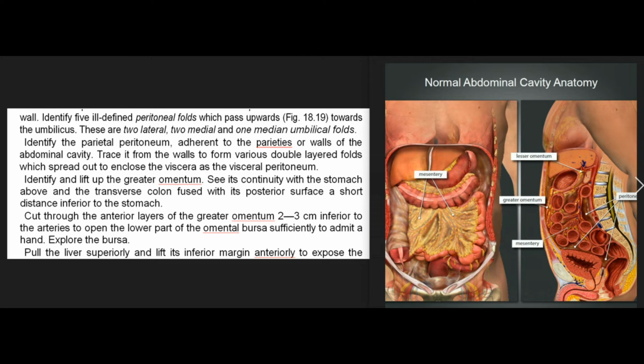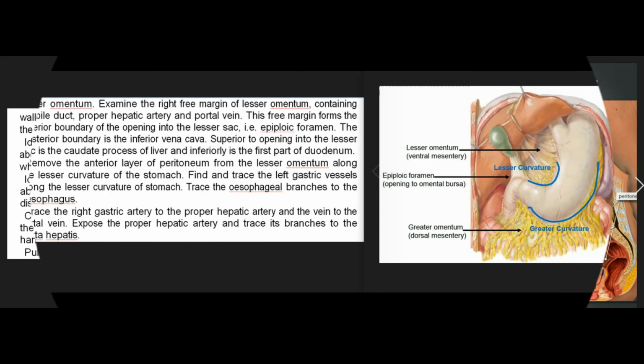See its continuity with the stomach above and the transverse colon fused with its posterior surface a short distance inferior to the stomach. Cut through the anterior layers of the greater omentum 2-3 cm inferior to the arteries to open the lower part of the omental bursa sufficiently to admit a hand. Explore the bursa. Pull the liver superiorly and lift its inferior margin anteriorly to expose the lesser omentum.